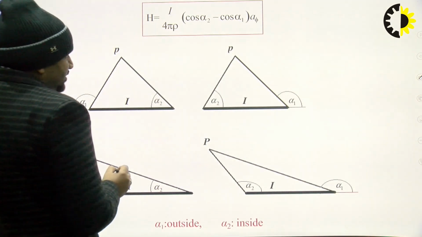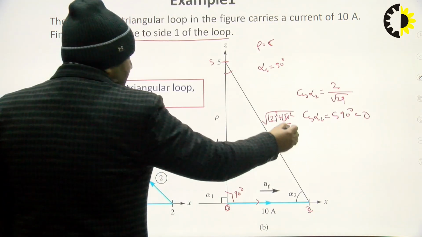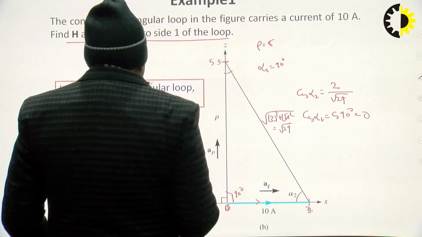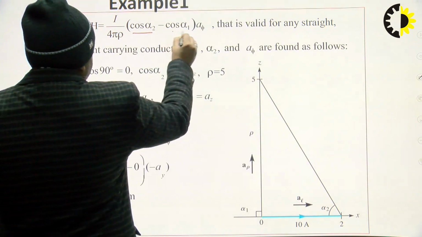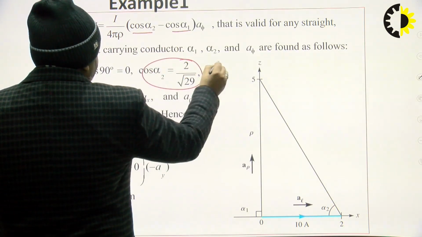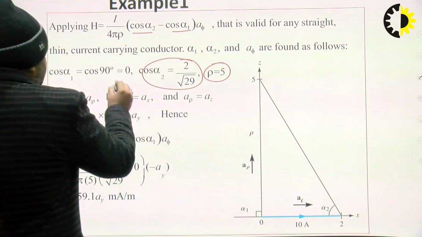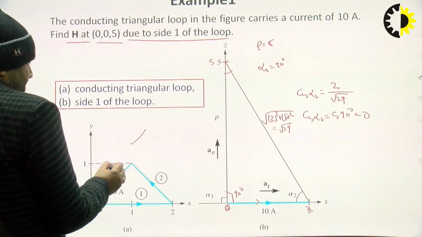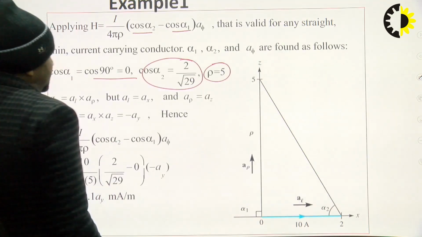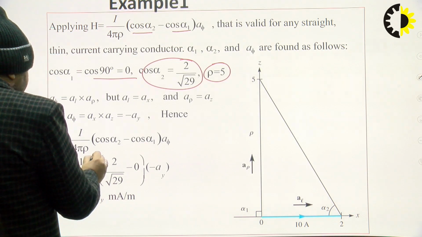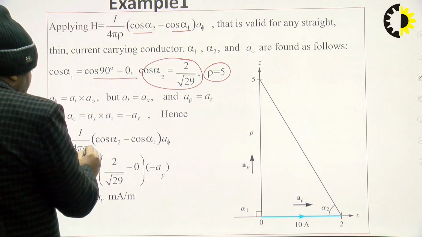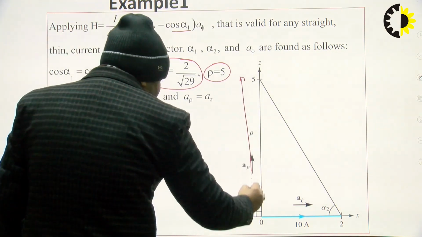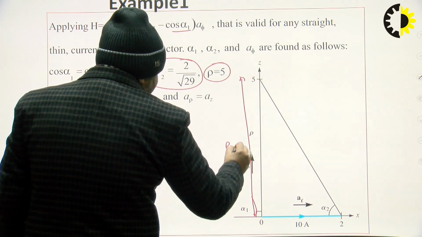Alpha 2 is defined: cos alpha 2 is 2 upon under root 29, and cos alpha 1 is equal to 0. So we put here cos alpha 2, which is 2 upon under root 29. Rho is equal to 5 and cos 90 is 0. So you have to put here I. What is the value of I? I is 10 ampere. So I is equal to 10 ampere, 4 pi, rho is equal to 5. This distance is 5, so rho is equal to 5, which is defined here.